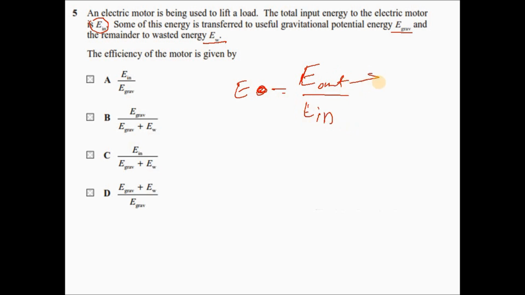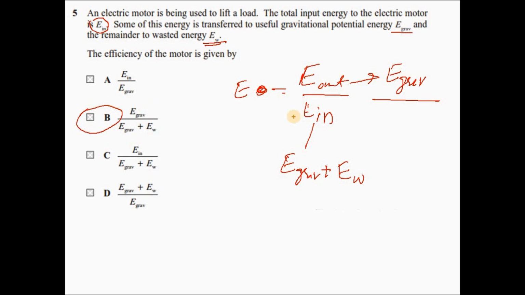So energy out is your gravitational potential energy, that means useful energy, divided by input energy, and input energy is the sum of gravitational potential and the wasted energy. So E in is in fact E grav plus E W. So E grav divided by the sum of these two. So your option is B.